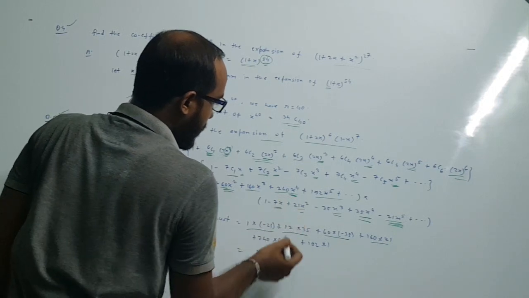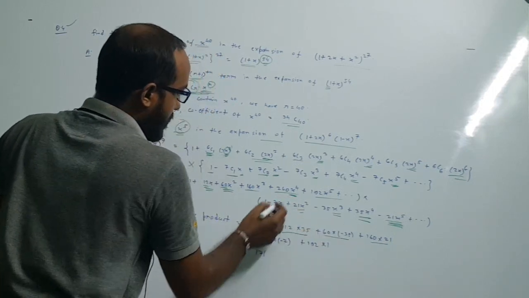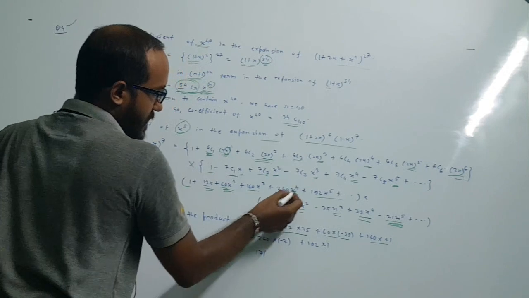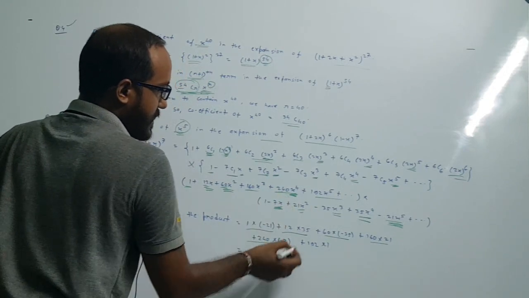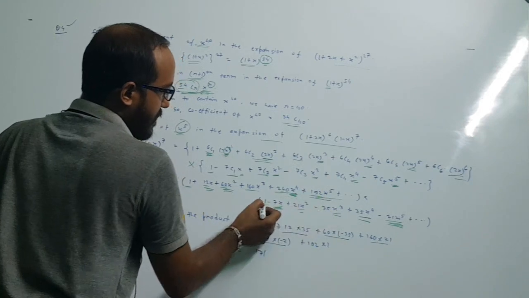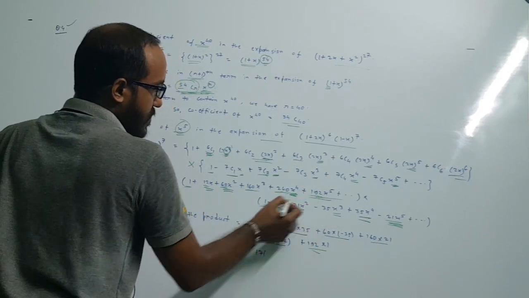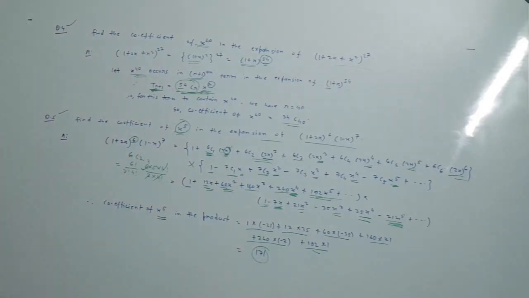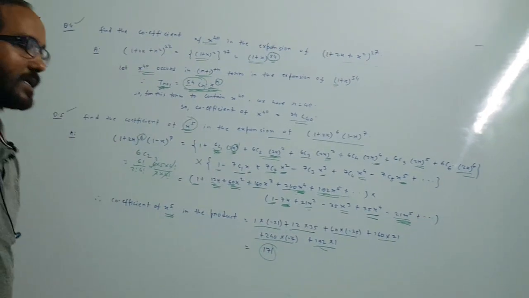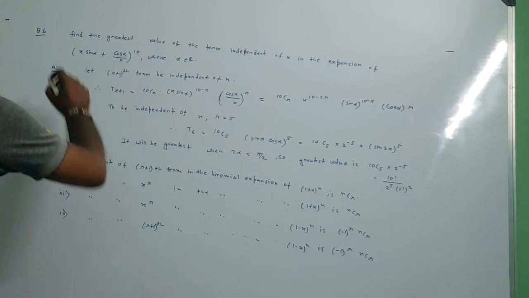X to the power 4 multiplied by x, that is x to the power 5, that is plus 240 into minus 7. Next term would be x to the power 5 multiplied by 1, that is 192 into 1. So add all the terms, you will get 171 as the answer. Now you will see the next type of problem. So let us see another problem.